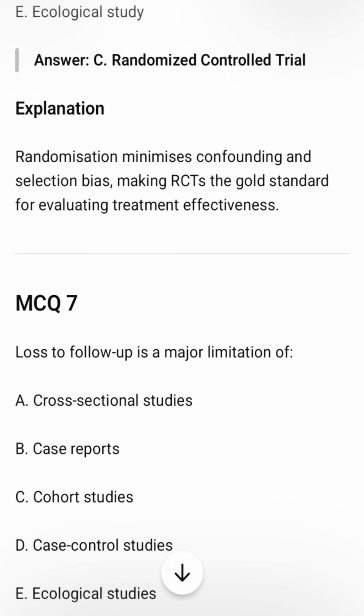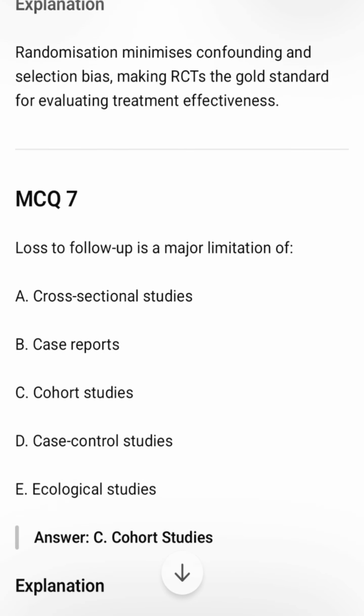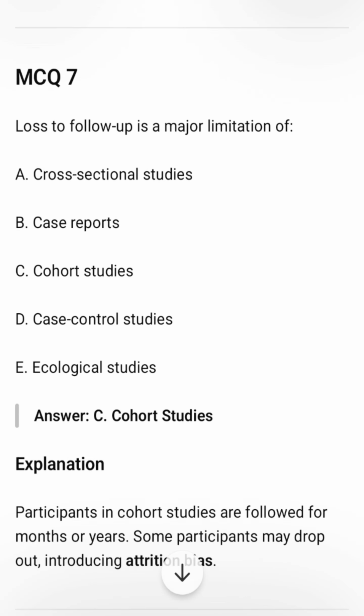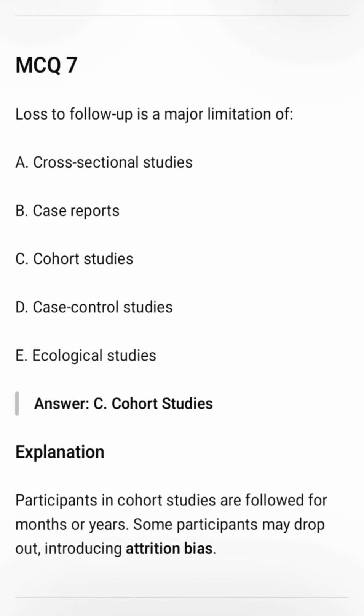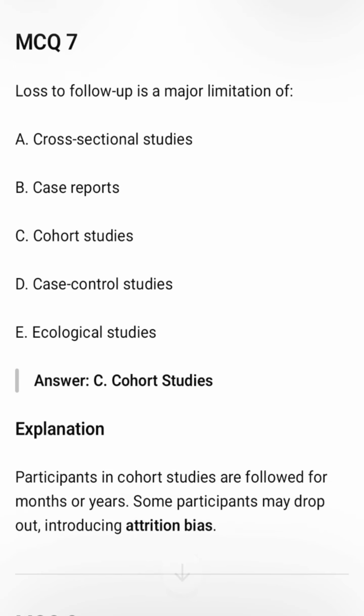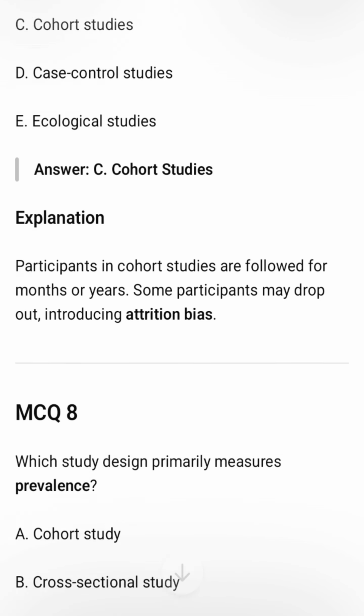MCQ 7. Loss to follow up is a major limitation of A. Cross-sectional studies, B. Case reports, C. Cohort study, D. Case control study, E. Ecological study. So it is, I think, cross-sectional studies. Oh, sorry, it is C. Cohort studies. Participants in cohort studies are followed for months or years. Some participants may drop out, introducing attrition bias.